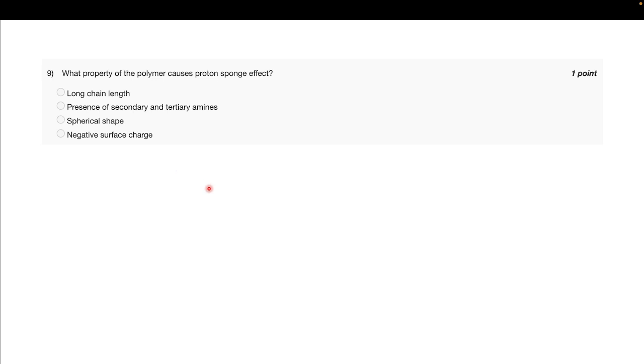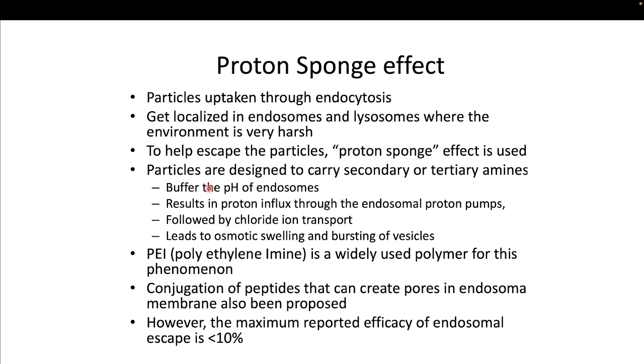Next is, what property of the polymer causes proton sponge effect? Presence of secondary and tertiary amines. Yeah, you're correct. The correct answer is presence of secondary and tertiary amines. So we saw this proton sponge effect in the initial lectures, right? Whenever your particles are uptaken by the cells through endocytosis, as I said, they'll land up in the endosome and lysosomal membranes, where the pH is very, very low, somewhere around 5.